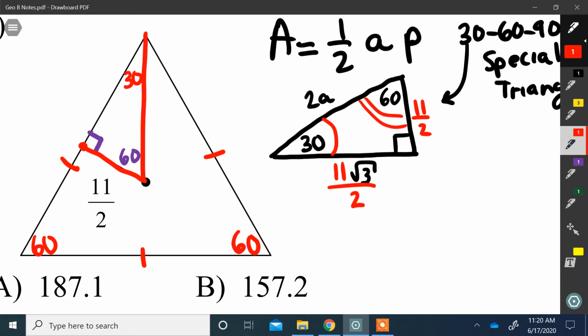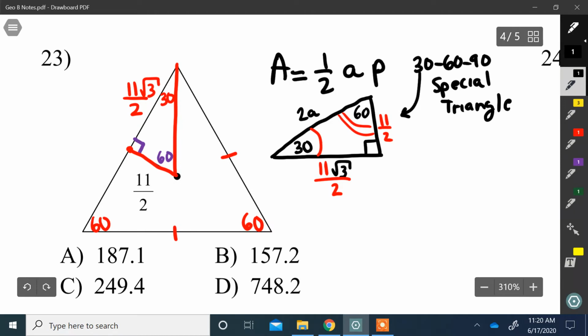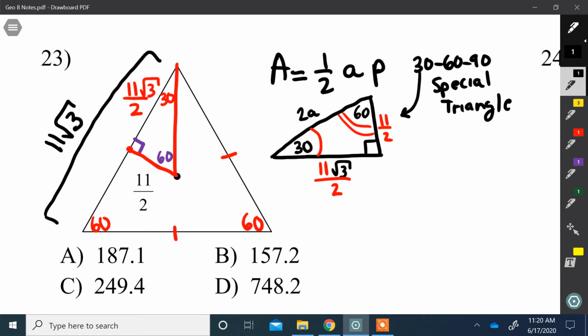Okay, so that means that this right here is 11 over 2 square root of 3. Which means that if that's 11, if I multiply this by 2, because we want the whole thing there, this right here will be 11 square root of 3. Okay, so now we can do the problem.